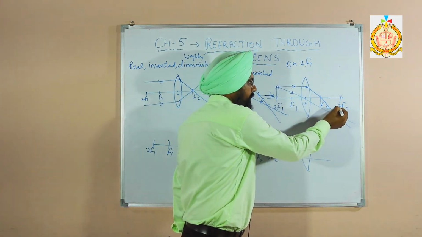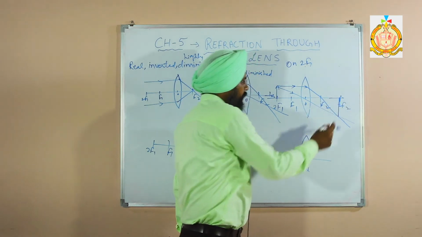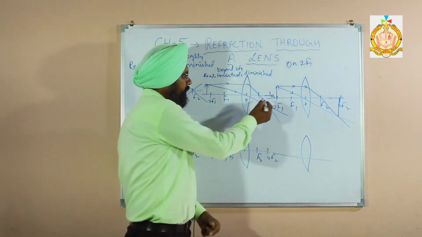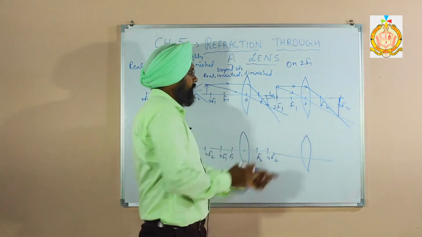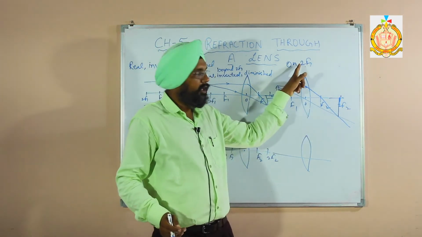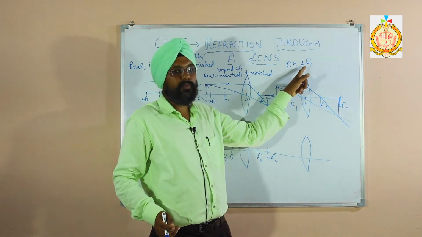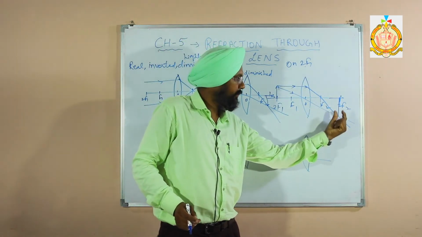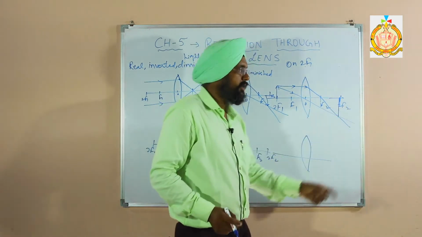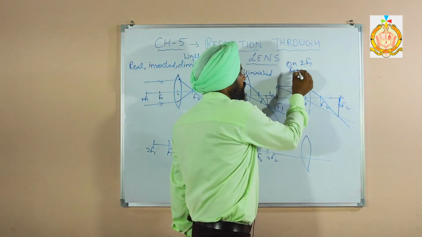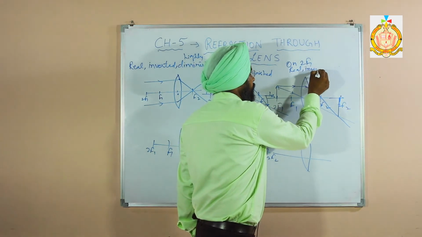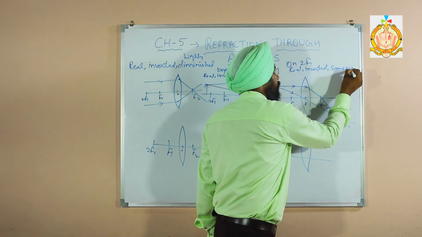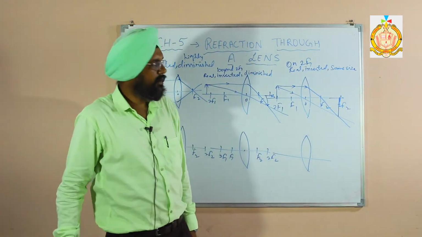Before, the object was between f1 and 2f1. But here, if the object is at 2f1, the image is always at 2f2, that means the same size, real, inverted. Then the third one is of the same size.